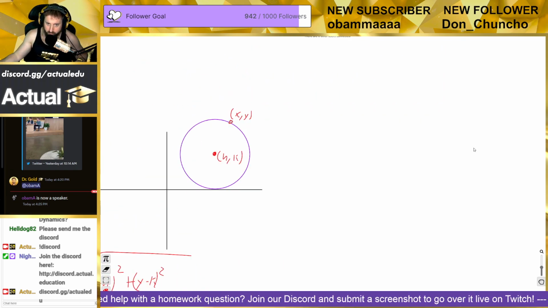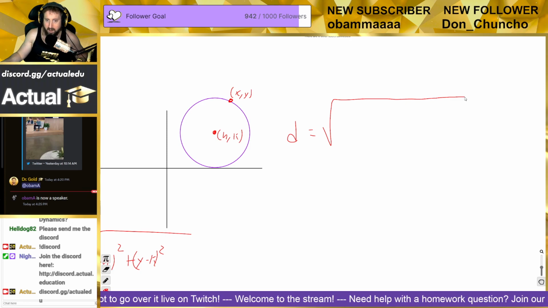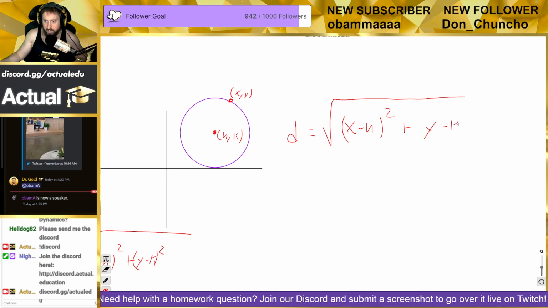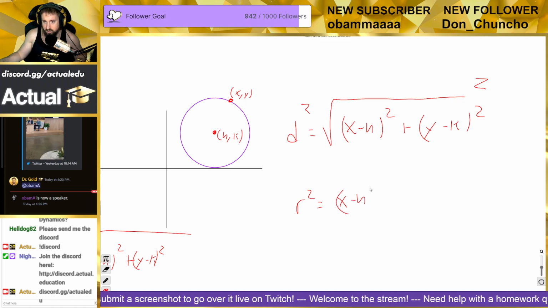Remember that a circle is defined as the series of points that are all the same distance from the center. If I wanted to figure out what the distance was of this point to this point, how would I write that out? Wouldn't it be y minus k and then x minus h? Very good. So x minus h squared plus y minus k squared. Square both sides, and let's replace the d with radius because that's the distance. You get r squared is equal to x minus h squared plus y minus k squared.